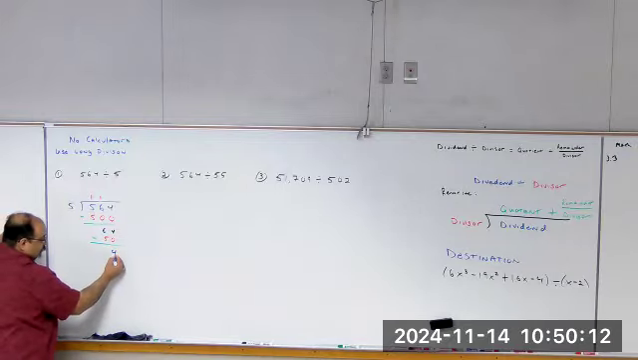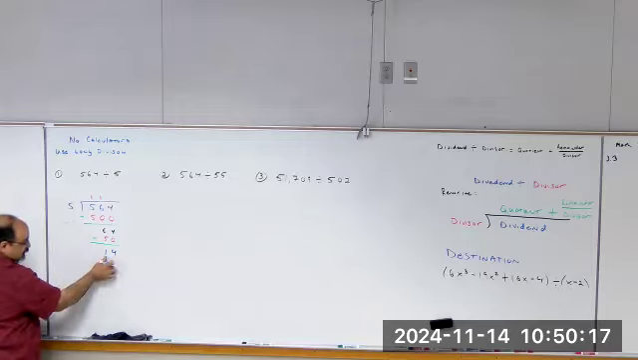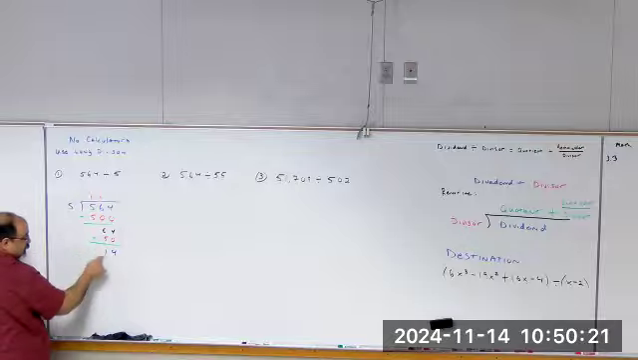4 minus 0, we get a 4. 6 minus 5, we get a 1. We can't go into the 10th place anymore. 5 into this 1. We're done in the 10th place. So now we're in the ones place.